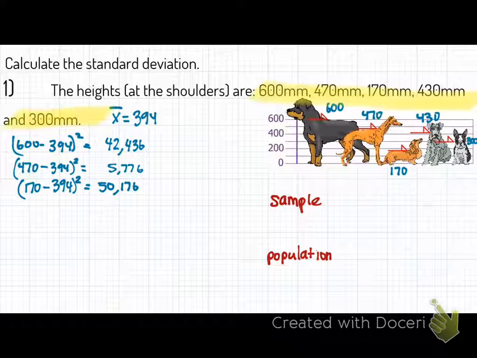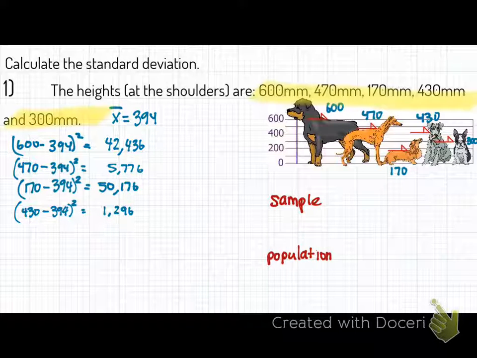Next, we have the gray poodle. I don't know what dog that is. Call it Bichon. Is it a Bichon? Okay, cool. That's fine. So what's the size of it? 430, subtract 394. 36. Okay, square it. 1,296. Good.